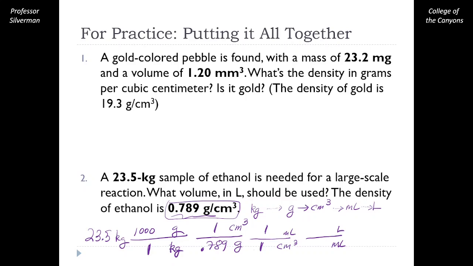And finally, we can go and use our metric system. A liter is big compared to milliliters. We're going to need 1,000 small milliliters to be the same as 1 liter. When we plug this in, we get 29.8. Notice here, kilograms cancels, grams cancels, cubic centimeters cancels, milliliters cancels, and liters is the only unit left behind, just as we'd like.